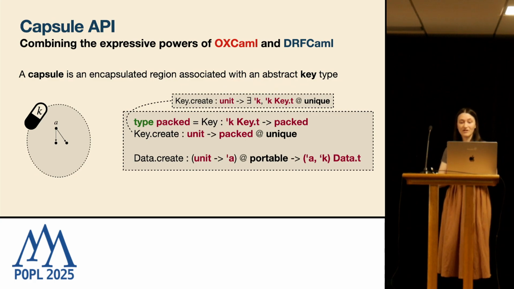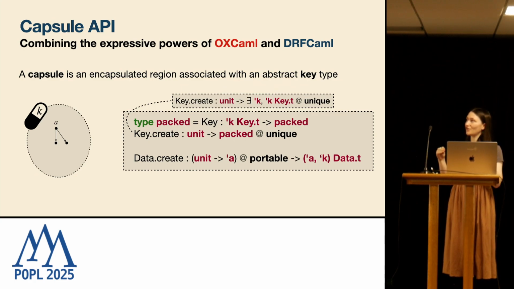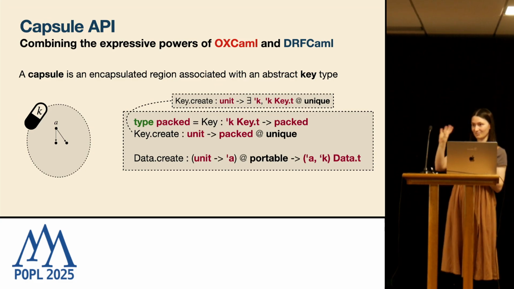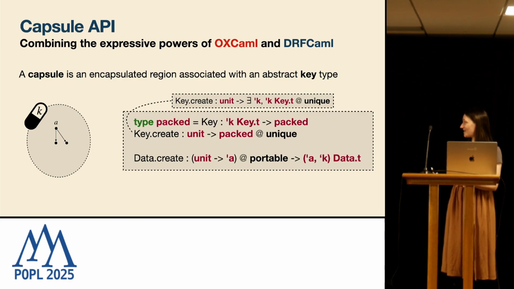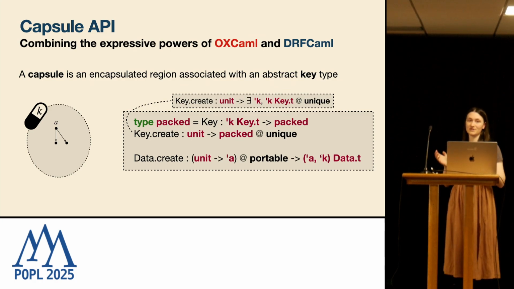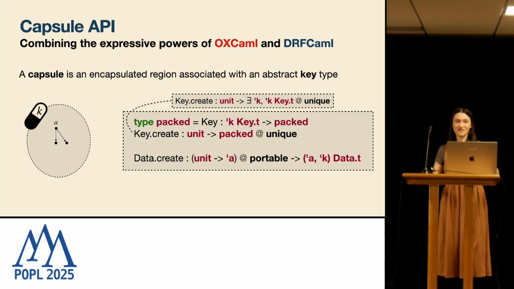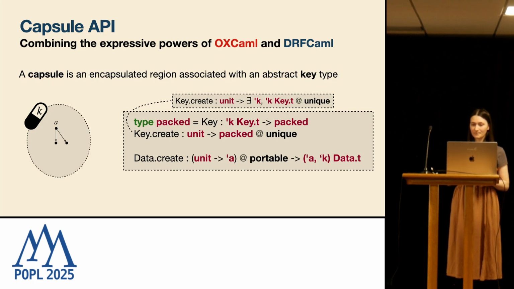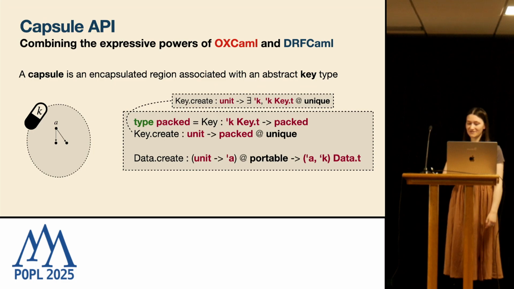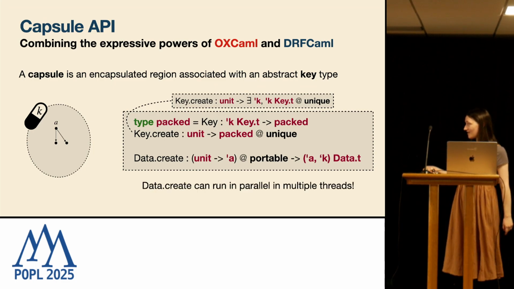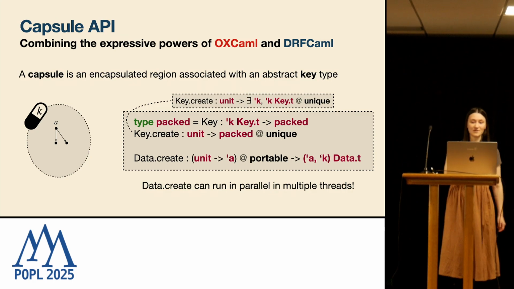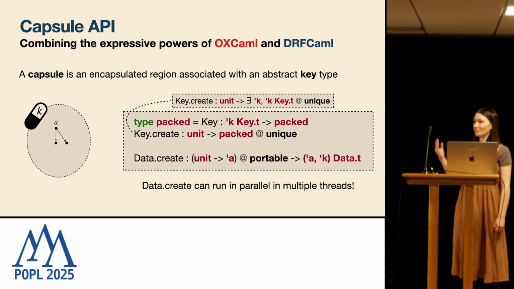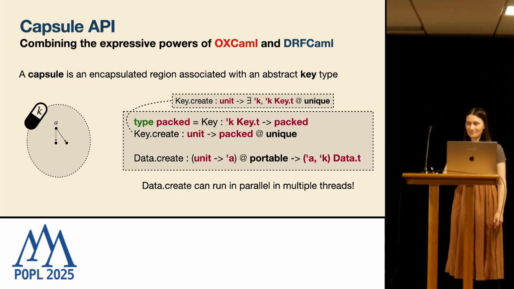If we remember, functions that capture mutable values must be non-portable. So that means if a function is portable, it does not capture mutable references. And what this really means is that by being portable, it's impossible to create external aliases. This is going to guarantee that the environment is truly encapsulated. Note, however, there are no other restrictions. Indeed, data.create can run in parallel in multiple threads. This is fine since we're adding new data into the capsule. But this would not be fine if we're mutating existing data within the capsule.